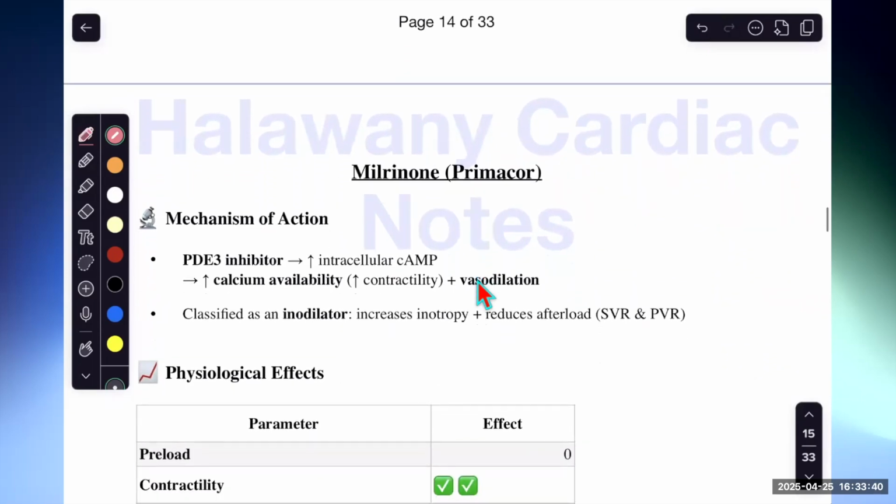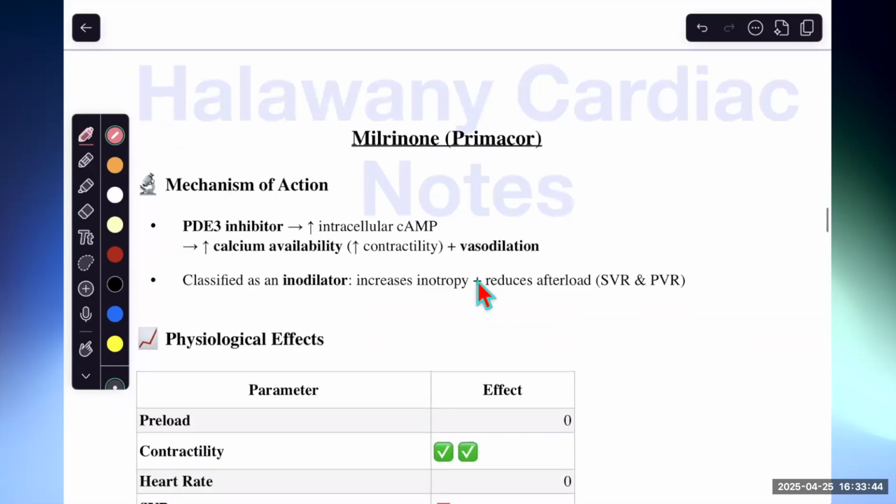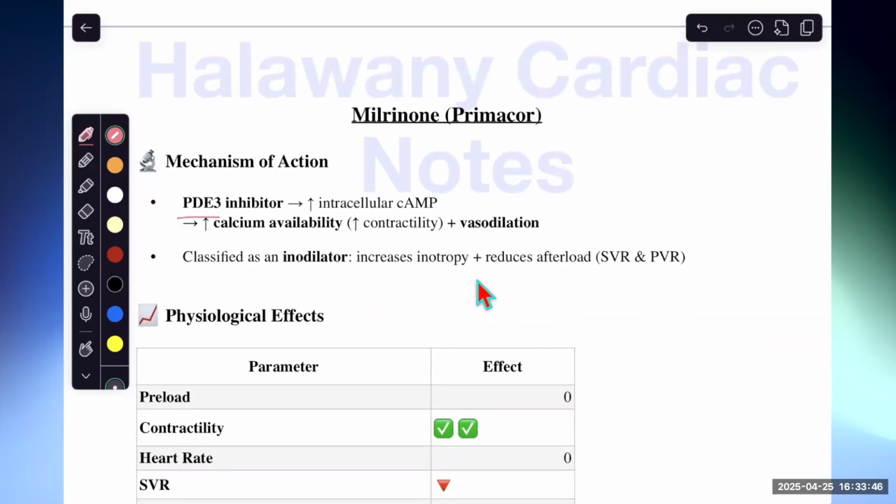The third one among dobutamine, isoprenaline, and milrinone. Milrinone is a little bit different in mechanism. It's a phosphodiesterase inhibitor.